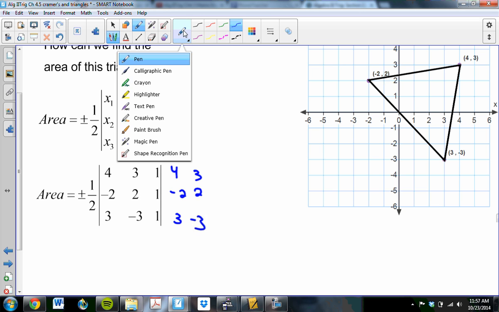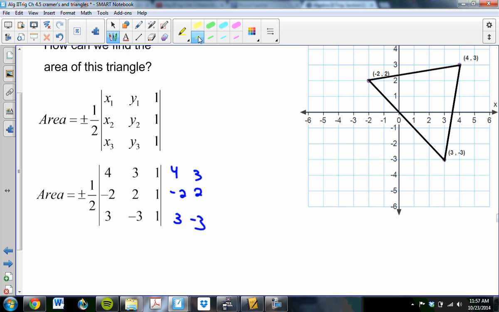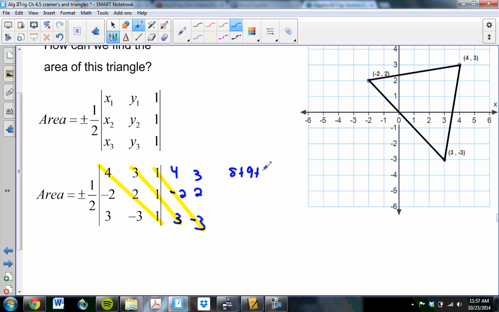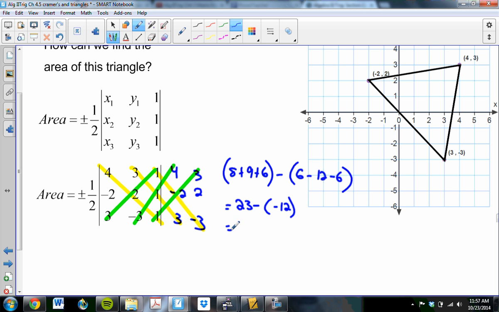At this point, finding determinants should be pretty straightforward. That's 8, that's 9, that's 6. I'm going to do 8 plus 9 plus 6. I'm going to subtract that from another string, which is in green. 6, -12, -6. So this becomes 17 plus 6 is 23 minus -12. So that becomes 35. The determinant of this matrix here is 35.